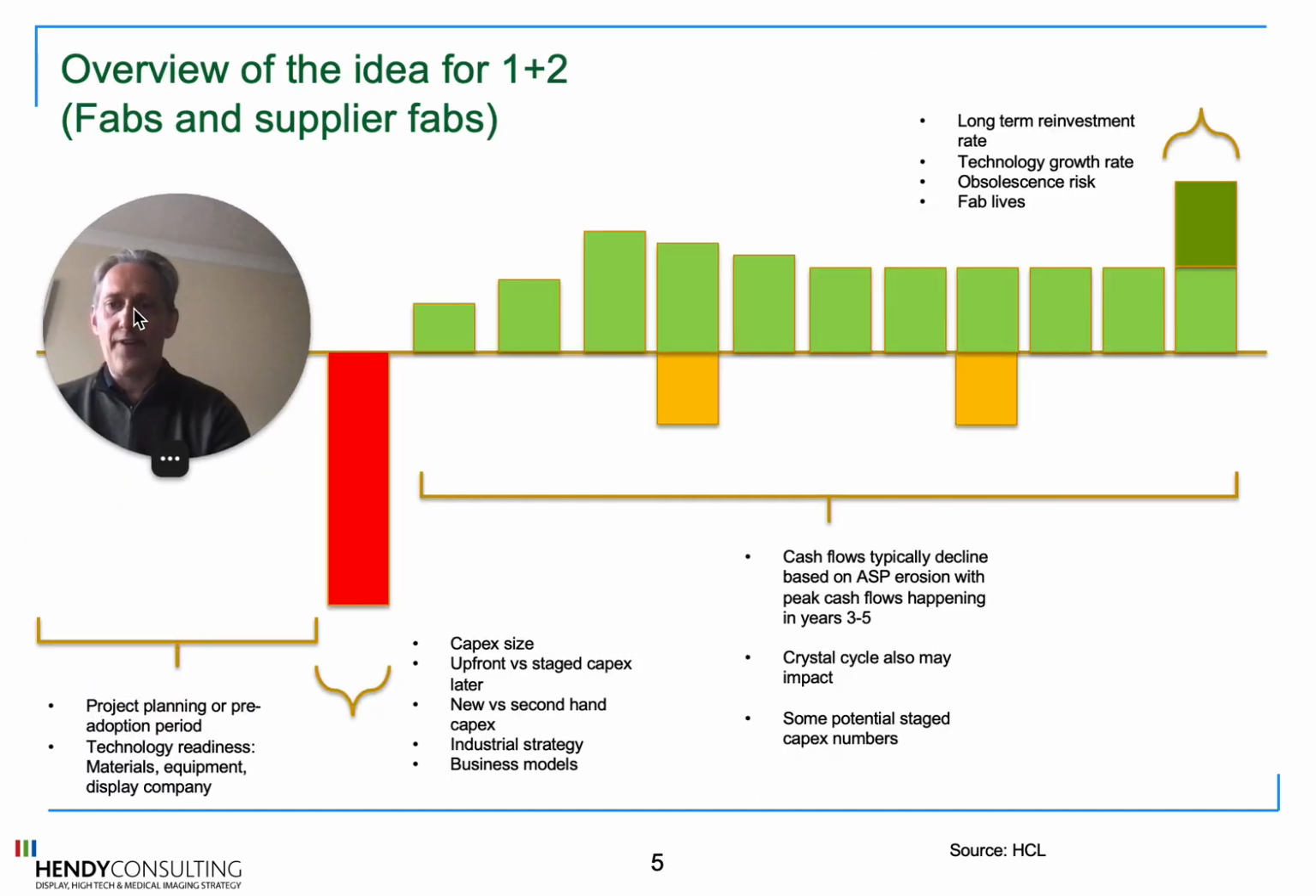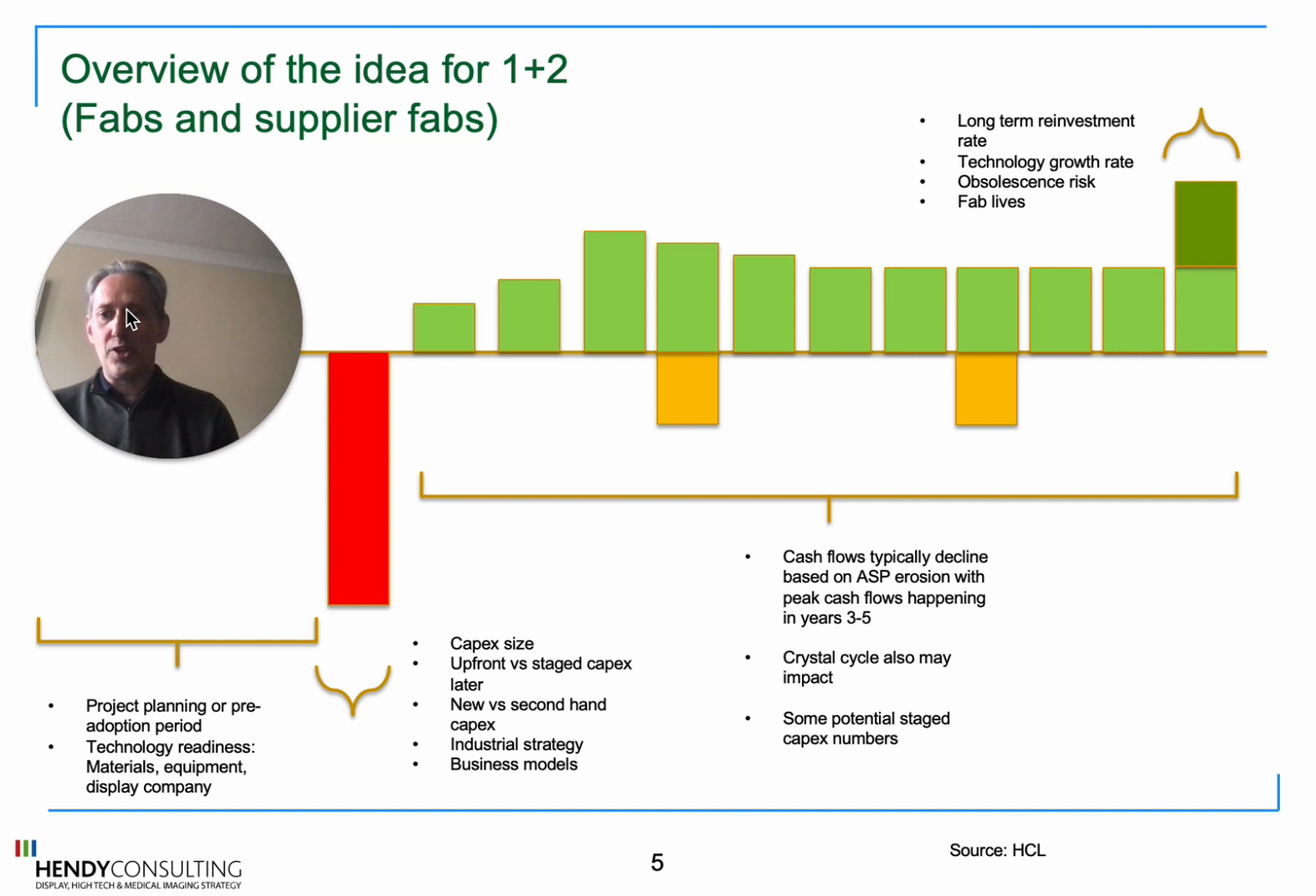So let's talk about a fab investment here shown schematically as a sort of cash flow picture, with the red bar downwards being the major capital investment and then the green bars being the free cash flows generating. Nearly always there's a preparation period in terms of technology readiness, the materials, the equipment, and so forth, and often a pilot test line facility that comes before people consider the major investment. And then actually, when considering the capex, there are decisions like new or second-hand equipment and the industrial strategy in general. And often there are a range of choices in industrial strategy about exactly how to do things.